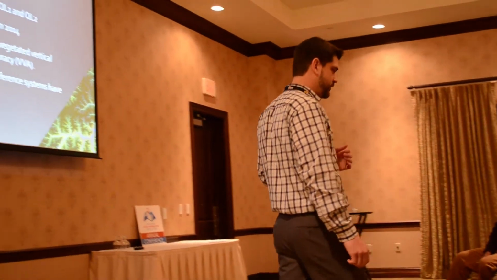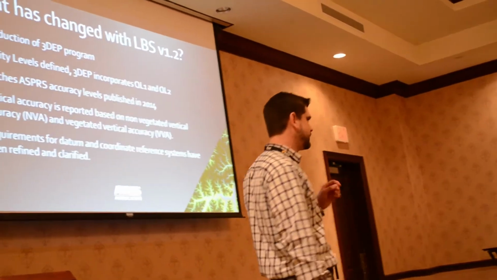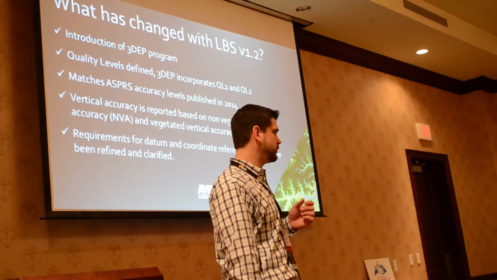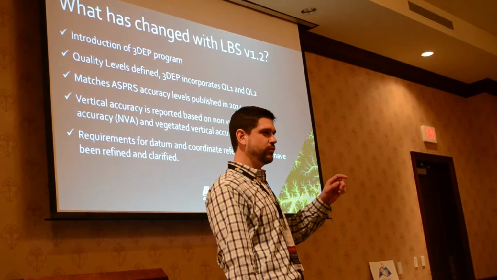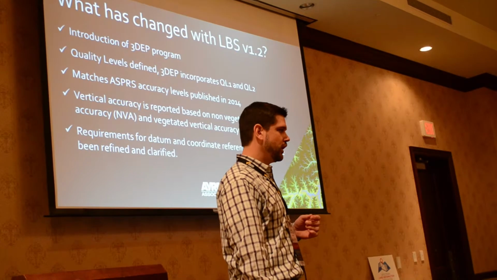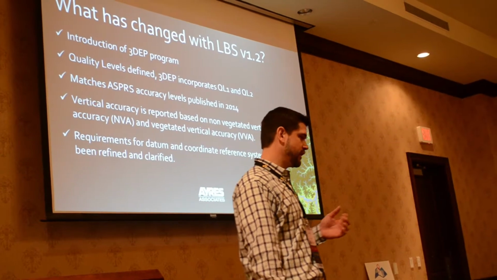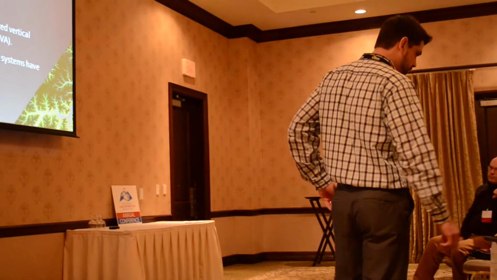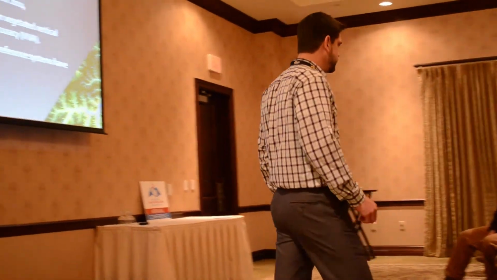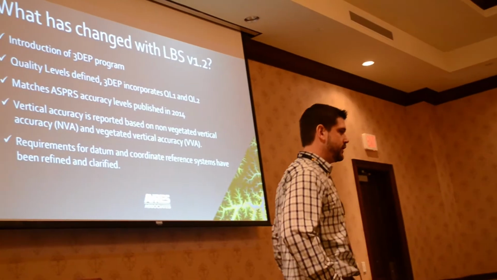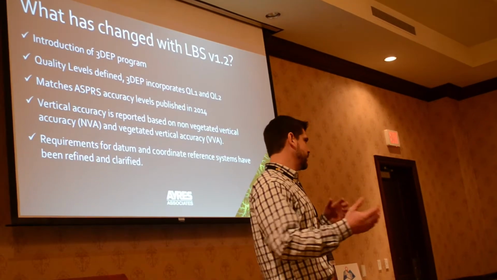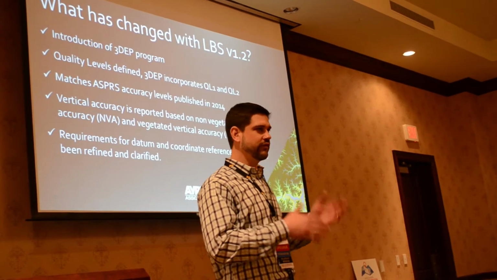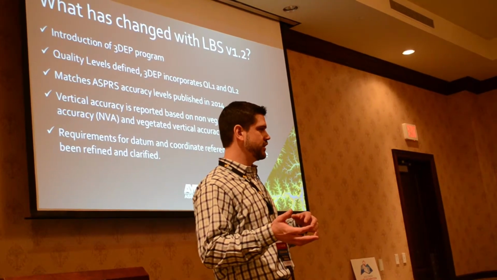Again, it matches up with ASPRS accuracy levels. There's a 10 centimeter vertical accuracy level that matches up with QL2. That changed from what was a 9.25 centimeter to a 10, but you're basically talking about 0.3 of a foot vertically. The other thing that's new is there's vertical accuracy that's reported now in two different ways. You'll hear these terms NVA and VVA, non-vegetated areas and vegetated areas.